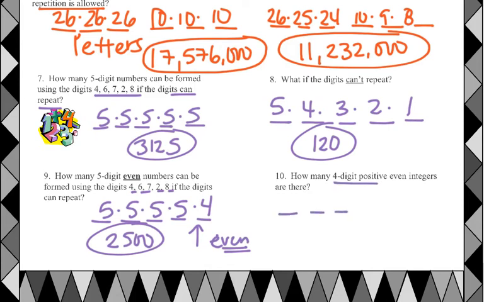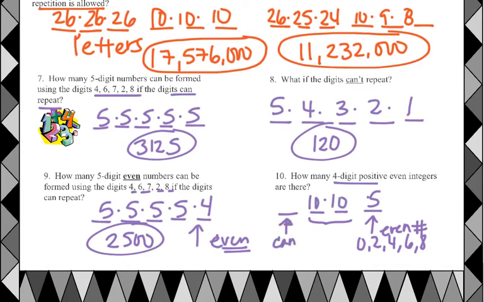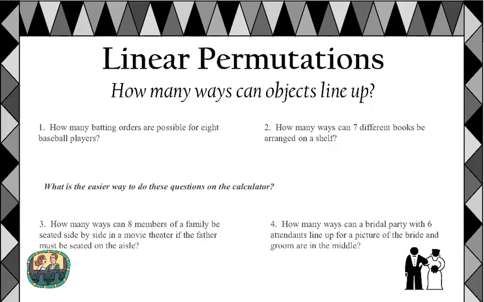How many 4-digit positive even integers are there? So again, the last digit has to be even. In other words, a 0, a 2, a 4, a 6, or an 8. So that's 1, 2, 3, 4, 5 choices. These can be any digits, 1 through 9 plus a 0, so 10 choices. And what about the first digit, though? It can't be what? Right, it can't be 0. You can't have a 4-digit number start with a 0. So you only have 9 choices there, so 4,500 choices for 4-digit positive even integers.